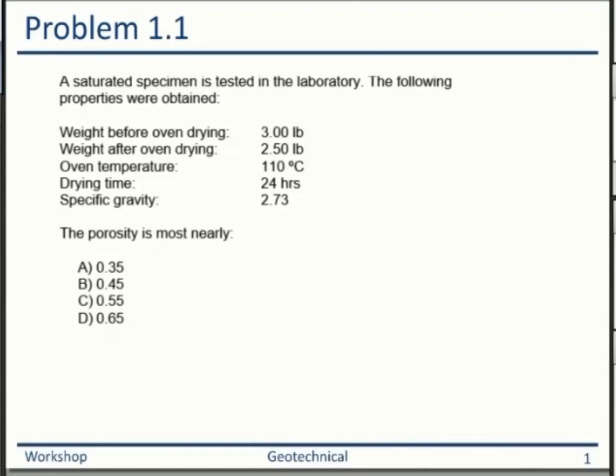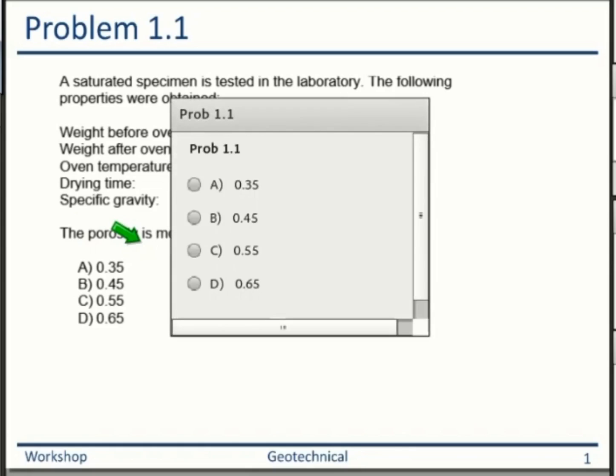Problem 1.1. A saturated specimen was tested in the lab. Weight before oven drying was 3 pounds. Weight after oven drying was 2.5 pounds. Oven temperature 110 degrees centigrade. Drying time 24 hours. Specific gravity 2.73. You need to calculate porosity, right? So the porosity is most nearly, let me see your answer.